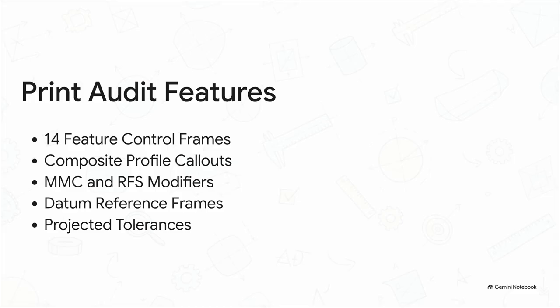I mean, we've got 14 complex feature control frames scattered all over the place. We're looking at multiple composite profile callouts, an intricate datum reference frame, a wild mix of maximum material condition and regardless of feature size modifiers, plus threaded hole projected tolerances. Staring at dozens of feature control frames all at once is enough to make anyone's head spin, even seasoned pros. But hey, we don't panic. We rely on our systems.